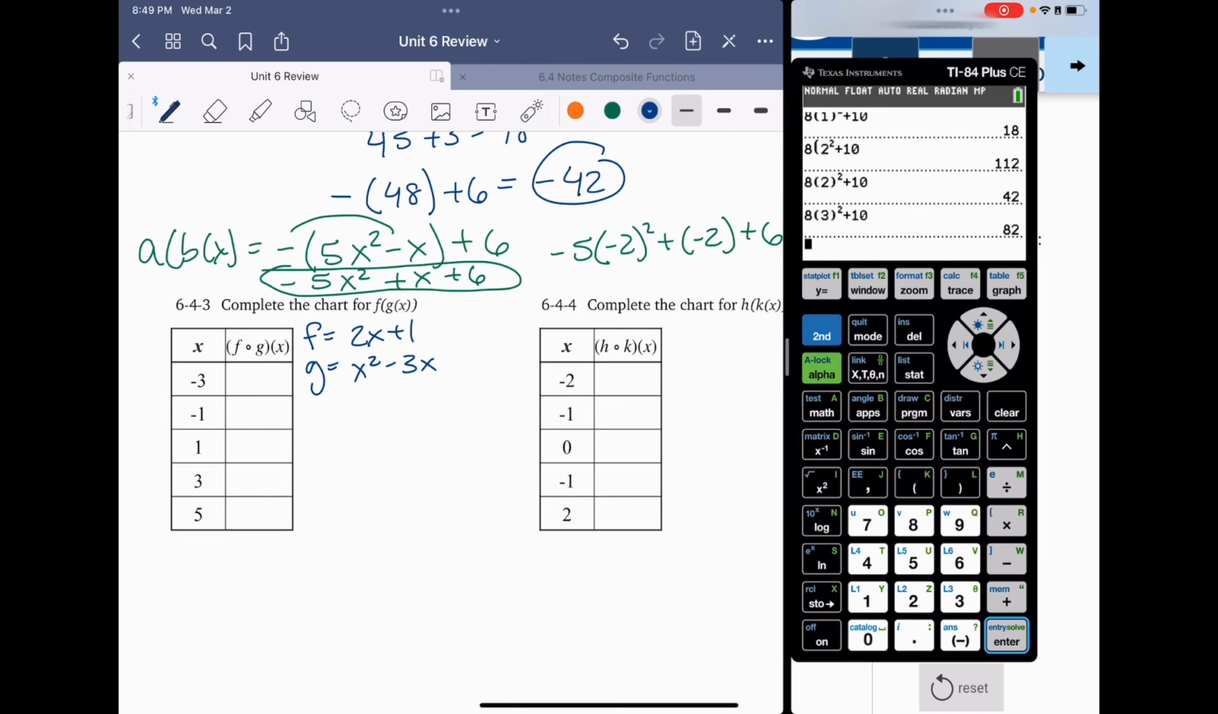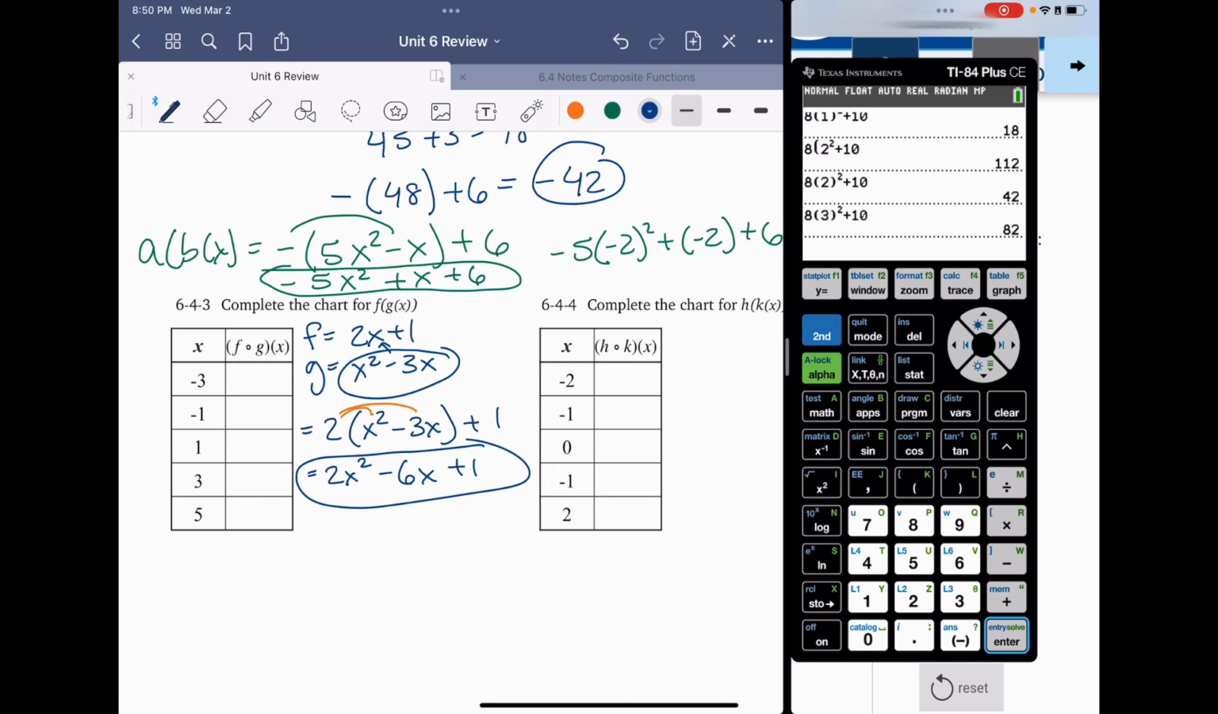Okay, so we want f of g of x. Again, that means we are putting g into the x of f. So f of g of x is going to equal 2, and then instead of the x, we'll write x squared minus 3x. We'll put all of what g is, and then plus 1. Same thing, we're going to distribute. This 2 will multiply to both things, so we'll have 2x squared minus 6x plus 1. So that is our equation that we can put in our calculator.